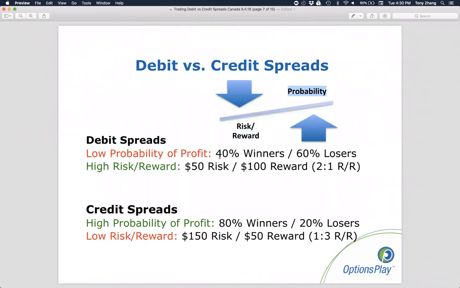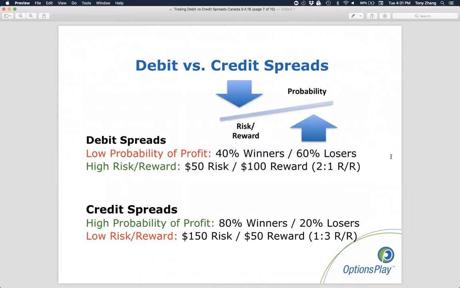When we're trading debit spreads, you generally will have a lower probability of profit on your trades. Typical debit spread traders will see a lot of debit spreads with 30, 40, 45% probability of winning, and about a 60% probability of losing. However, what you get is high risk to reward, meaning for every dollar you risk, you're going to generally receive a much higher reward for that dollar at risk. Chances are you might risk $50 to try to make $100. This is the type of trading that you would typically see as a debit spread trader.